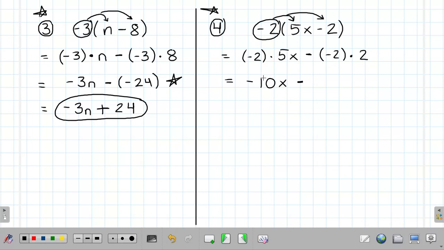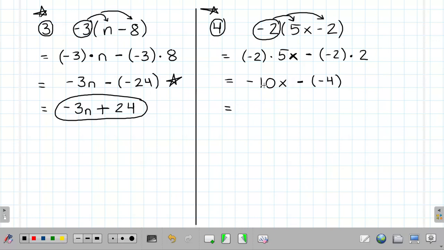So negative 2 times 5 is negative 10. But since it is a coefficient, we can't forget the x. We have to include it. Then we have minus negative 2 times 2. Well, negative times a positive is a negative. 2 times 2 is 4.